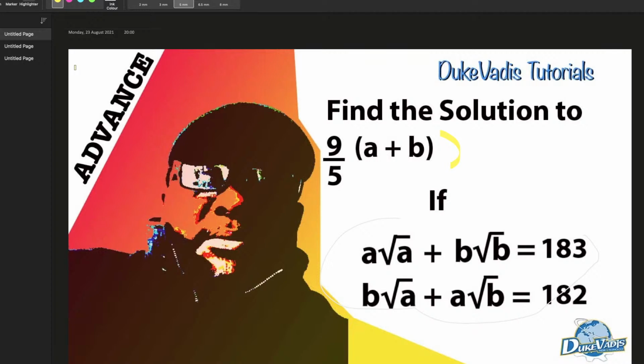and deal with it. Find a solution to 9 over 5 multiplied by the sum of A and B, if A multiplied by the square root of A plus B multiplied by the square root of B is equal to 183, and B multiplied by the square root of A plus A multiplied by the square root of B is equal to 182. Well, friends, I don't think this is anything difficult; we are not reinventing the wheel. So without wasting time, let us take our time and look at the question.